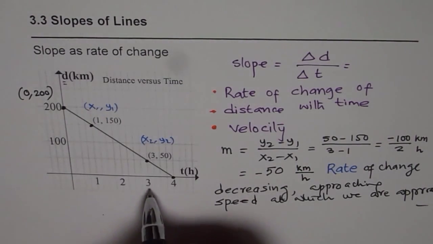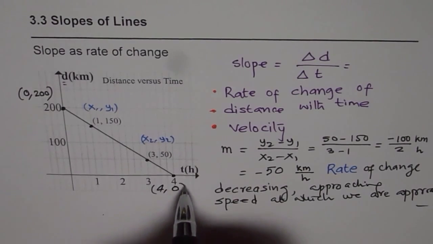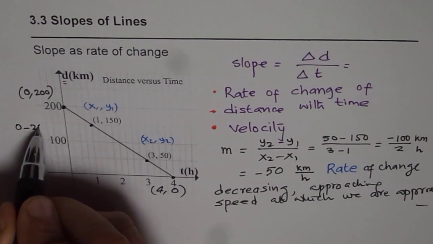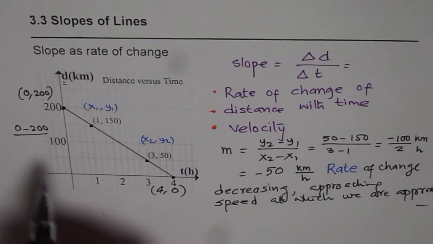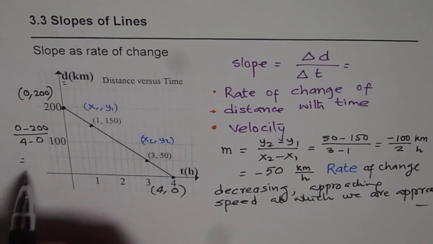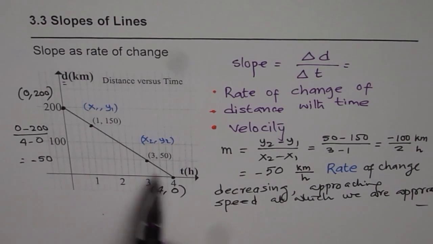At this other point, y is 0, but x is 4, so the point is 4 and 0. Now I can take 0 minus 200 divided by 4 minus 0. I'll still get the same answer, right? So we have 0 minus 200 divided by 4 minus 0. That means minus 200 divided by 4 is again minus 50, correct? Same answer, minus 50. So you could take any 2 points, you will get the same result of slope.